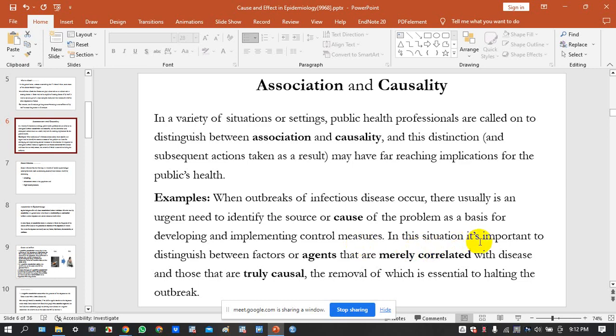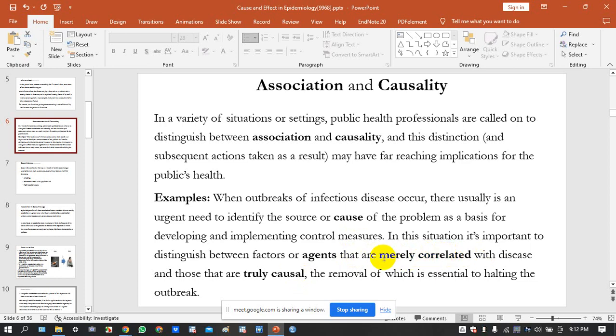So in this situation, it's important to distinguish between factors or agents that are merely correlated with disease and those that are truly causal. This means that there are some factors that are merely correlated, and whenever you see correlated, it is the same as associated.